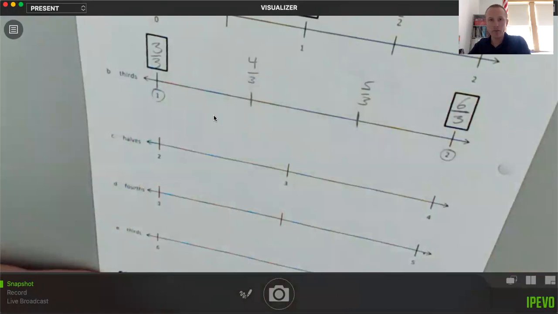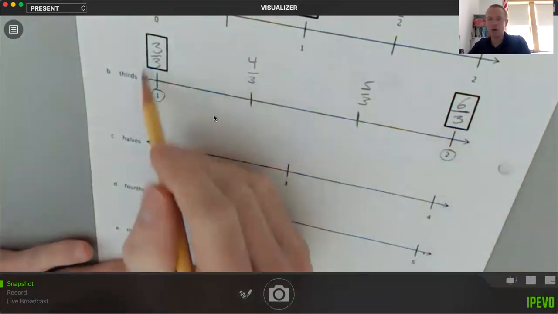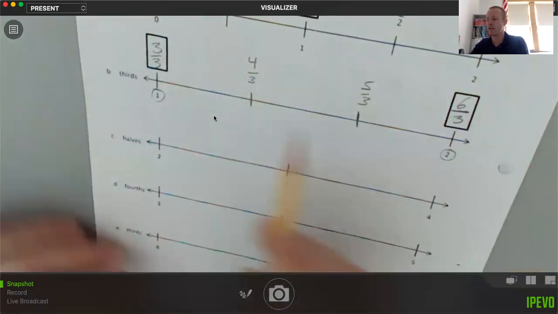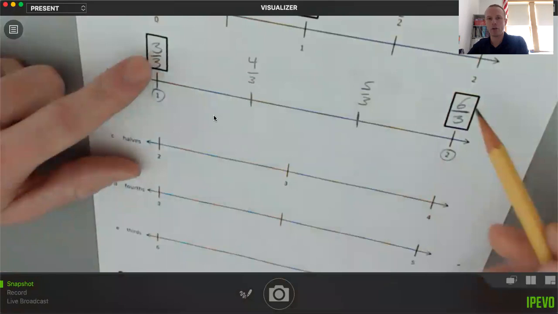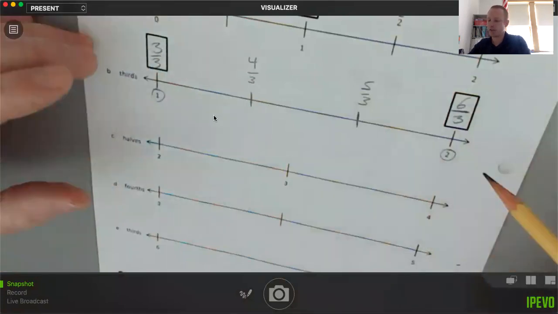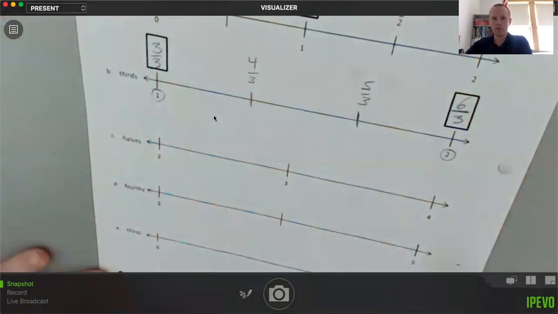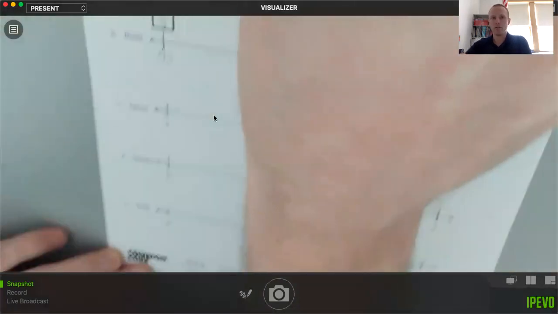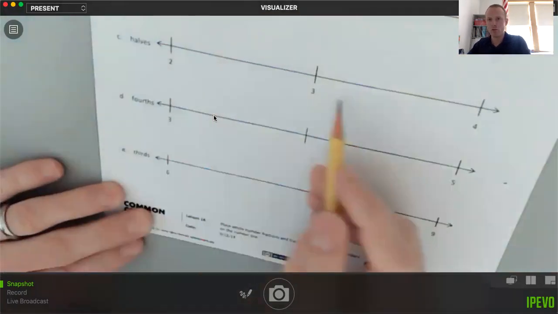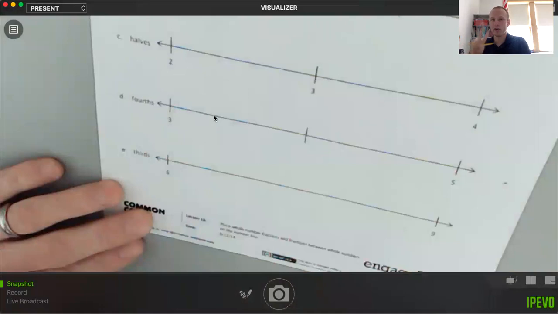So depending on what strategy works better for you, you can figure out this one and then move forward and label this one last. Or like I did, you can label the 2 endpoints first and then go from there when you have one like this. The next one is dealing with halves again. And notice we go from 2 to 4. So that's 2 wholes within here.